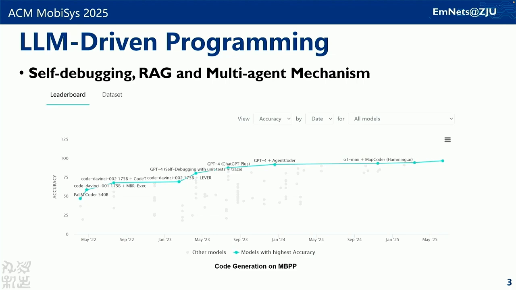language to code. Existing work has achieved better results on code generation datasets like MBPP, thanks not only to the better capability of LLMs, but also to the introduction of mechanisms such as self-debugging, retrieval-augmented generation, and multi-agent systems. These methods further enhance the ability of LLMs in code generation.